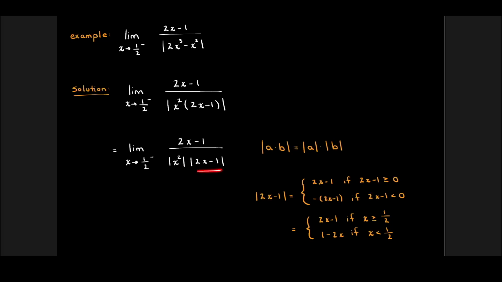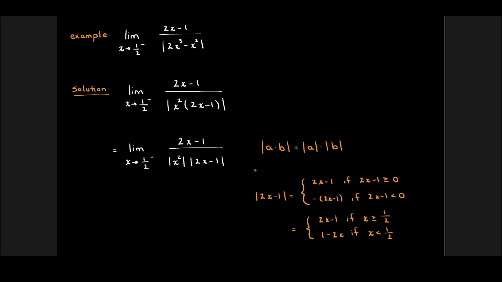And now let's take a look at 2x minus 1. Well, on our domain, we're approaching 0.5 from the left-hand side. So our inputs are like 0.49, 0.499. When these are the inputs, you can try on your calculator, but you'll see that this quantity will always be negative. And so if I want to drop the absolute value, I will have to write negative 2x minus 1. So that's the trick.